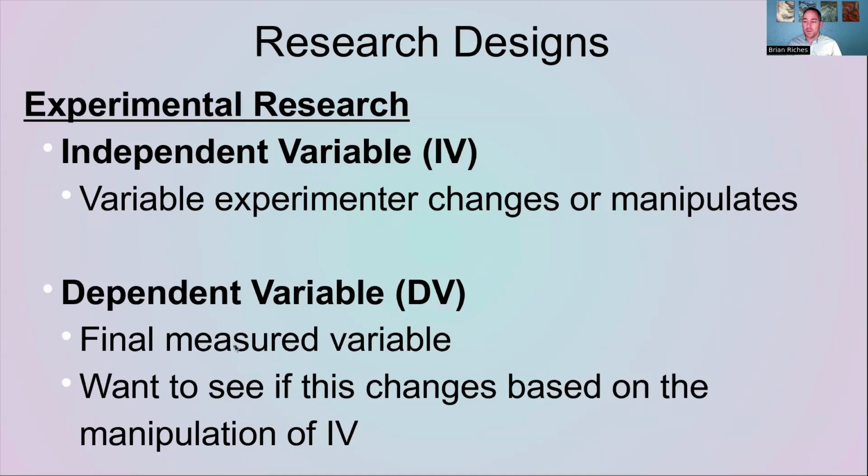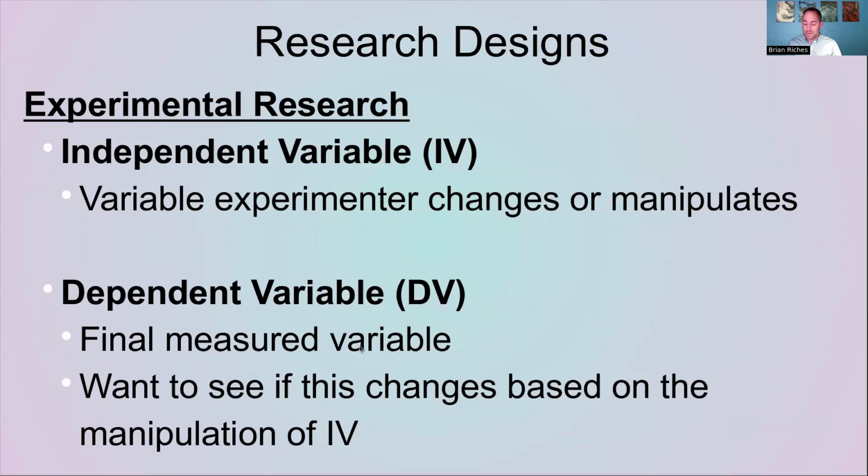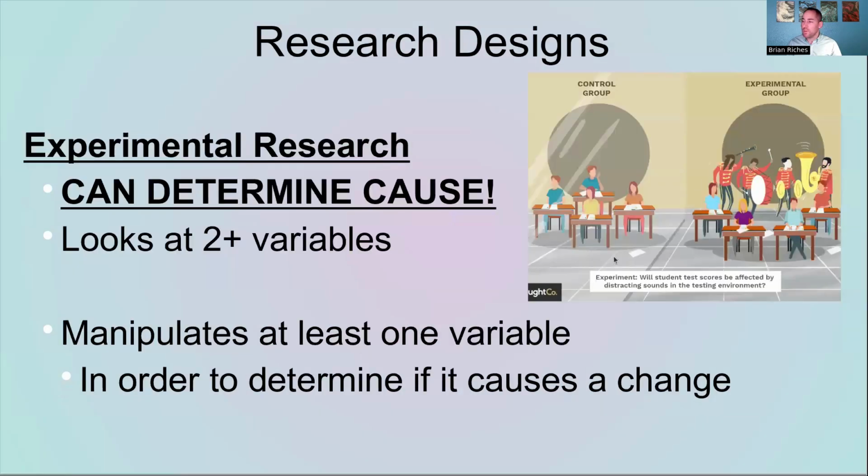The dependent variable is the one that's the final measured variable. It's the one we want to see if it changes based on the manipulation. So what are we looking at? What do we want to see if it changes? The test score. So the test score is called the dependent variable, or the DV. So we have an independent variable that we manipulate, the loudness of the room. We've got a dependent variable that we measure, the test score. And we want to see, is this group's test score on average higher than this group's test score?